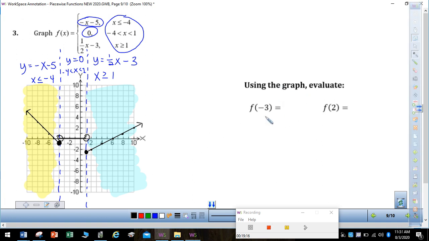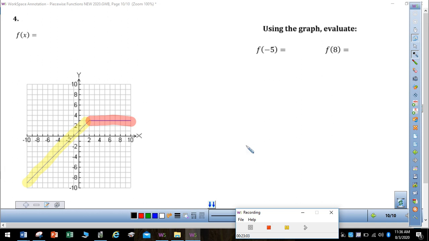Using the graph to evaluate this, when x is negative 3, I'm going to find that here on the graph. We can see that the y value is 0. And when x is positive 2, we can see that the y value, that would be right here, that y value is negative 2. So those last little questions there just work the same way.